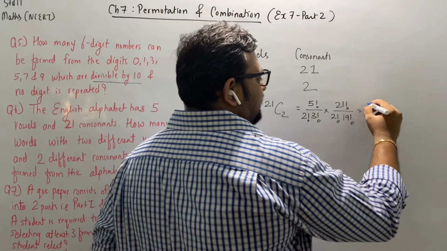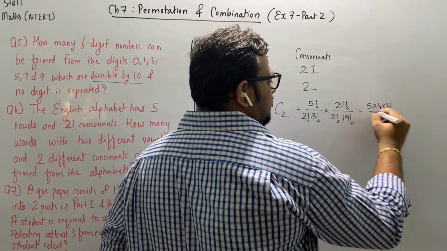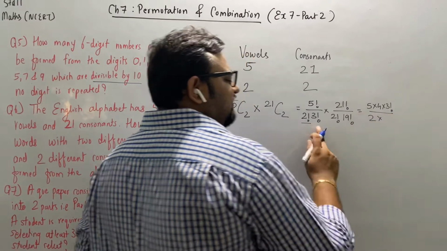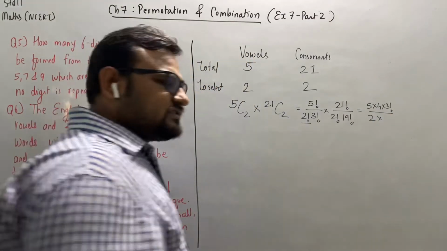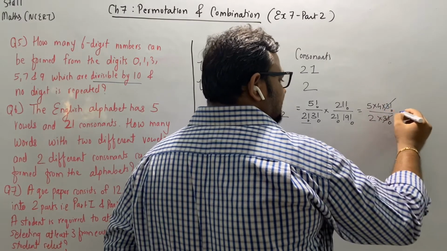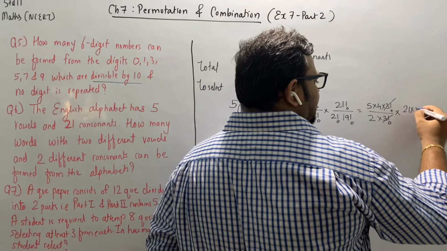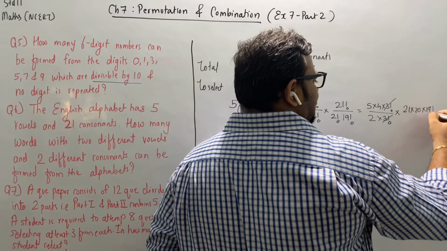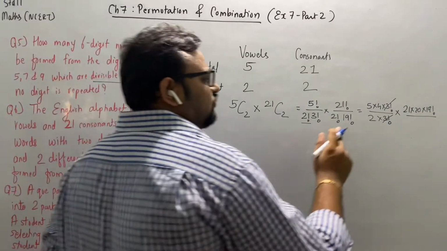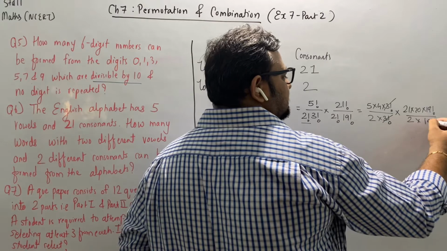Okay, so 5 factorial is 5 into 4 into 3 factorial. What is the value of 2 factorial? 2 into 1, 2. We will not put the value of 3 factorial, instead we will directly write down 3 factorial. So these get cancelled. Multiply by 21 into 20 into 19. I will stop at 19 factorial. Okay, what is 2 factorial? 2. And 19 factorial as it is.